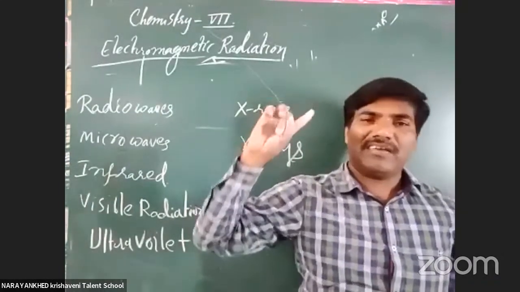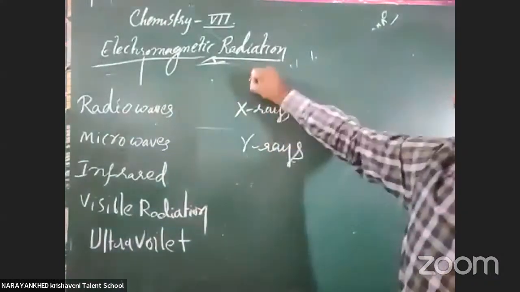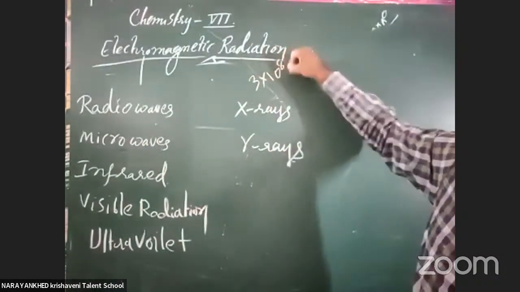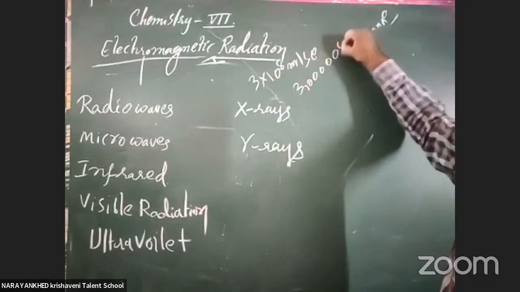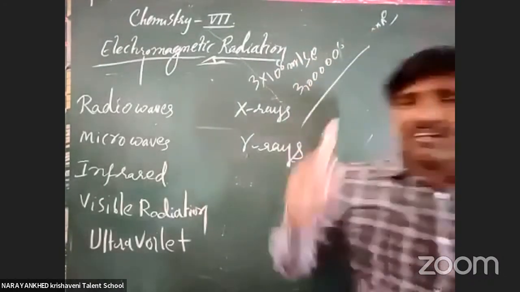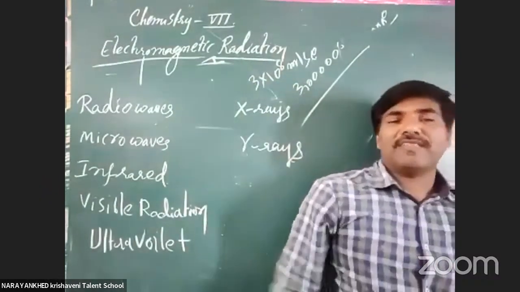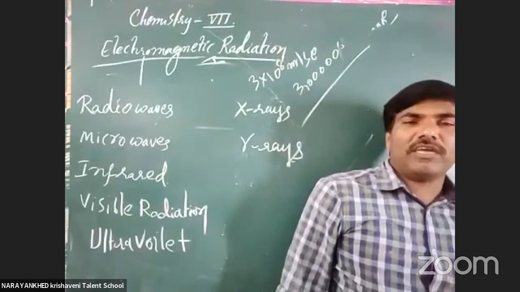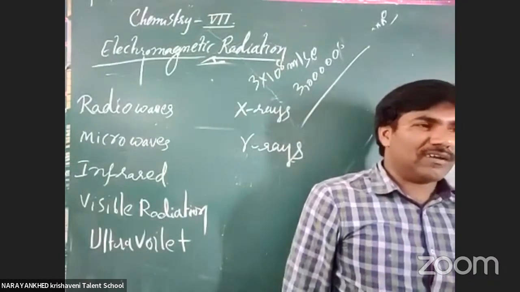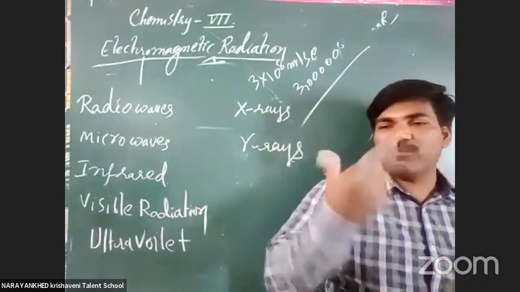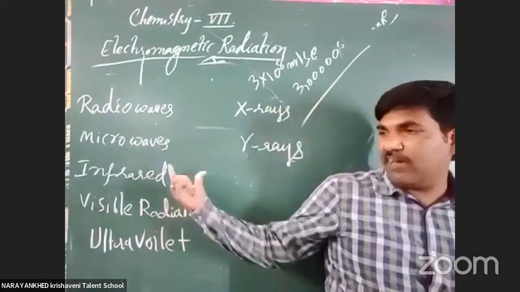Light contains the highest velocity of all. What is the velocity of light? 3 into 10 to the power of 8 meters per second, or 3 lakh kilometers per second. Okay, clear or not? In 1 second, light travels how many kilometers? 3 lakh kilometers. Got it or not? That is why only I am reaching you this fast. That is the way we use that thing.